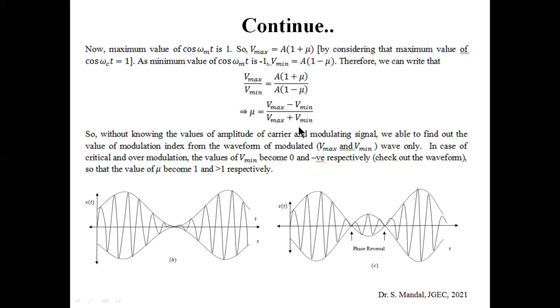So you can see that without knowing the maximum voltage of x(t) and the maximum amplitude of the carrier signal, we can easily find the value of the modulation index by observing the modulated wave. Simply calculate Vmax and Vmin from the CRO, and we can get the value of mu. So it is basically a very easy process.